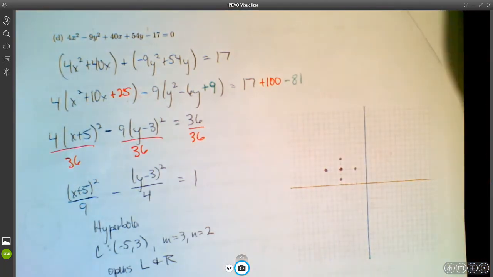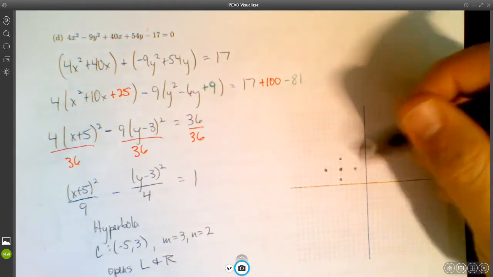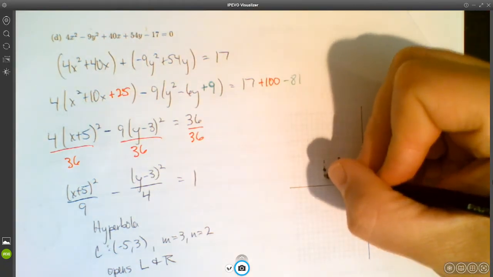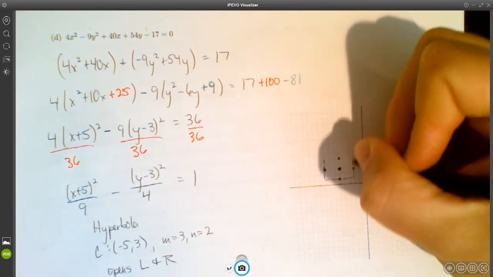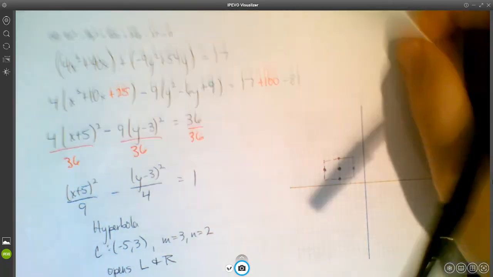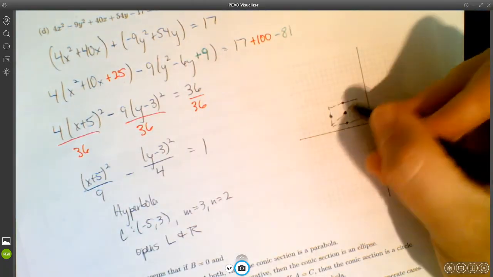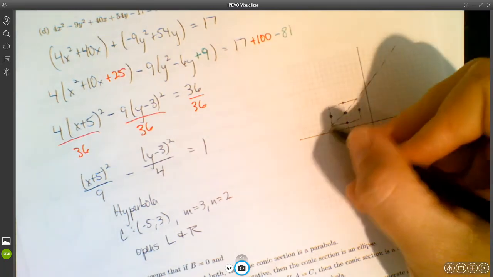And then remember, unlike an ellipse, we're not going to connect this with a curve. We're going to draw a box now. Then we're going to draw the diagonals of the box. These are the asymptotes of our hyperbola.